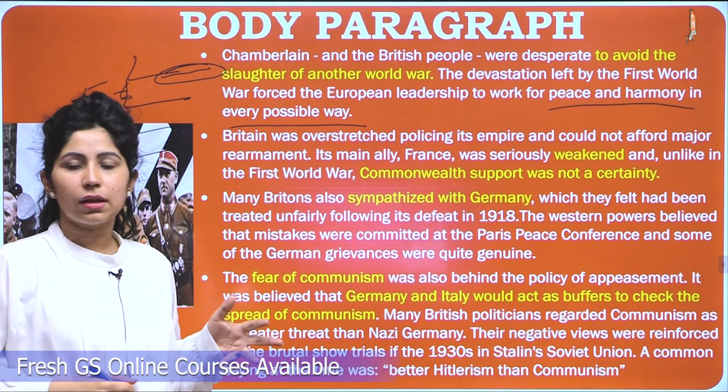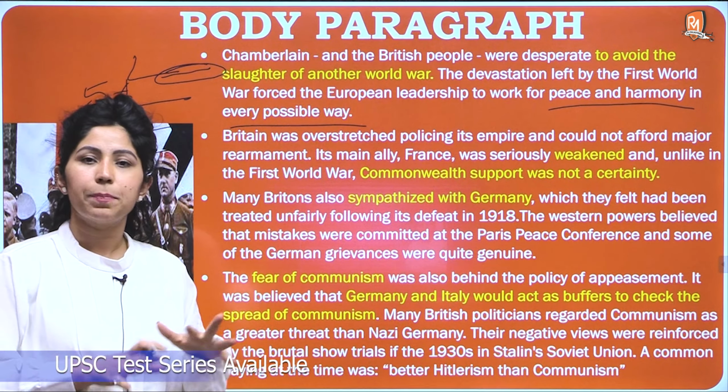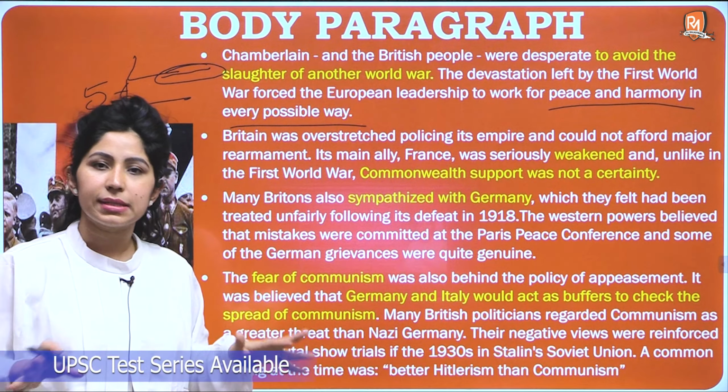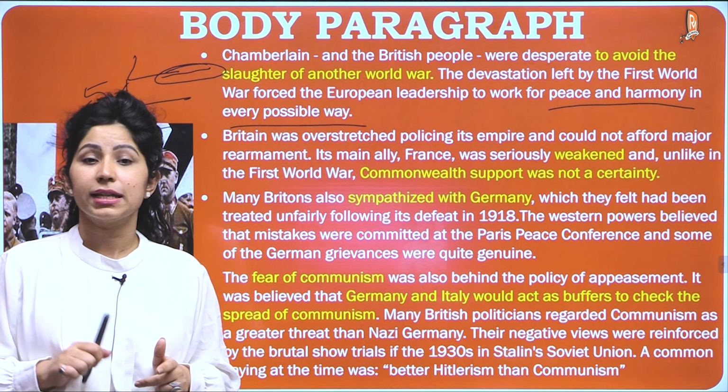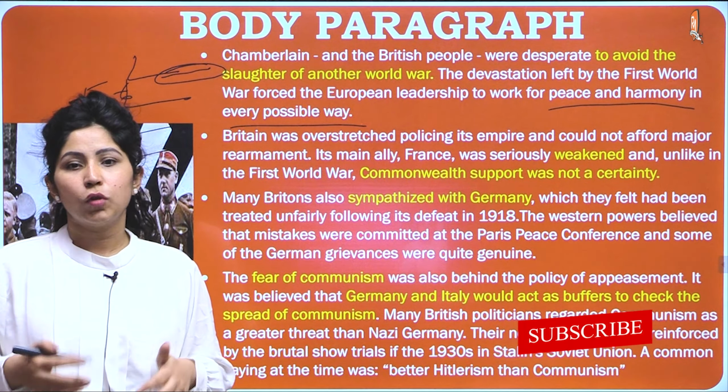The second one was, Britain was already overstretched by policing its territories that it had, and it could not afford a major war. Neither could it garner a lot of support. France was very weak at that time. Commonwealth support might not have been available to Britain as before. So Britain was overstretched policing its empire and could not afford major rearmament. Its main ally France was seriously weakened, and unlike in the First World War, Commonwealth support was not a certainty. So this was the second reason. Just take out the keywords and write them in your answer.